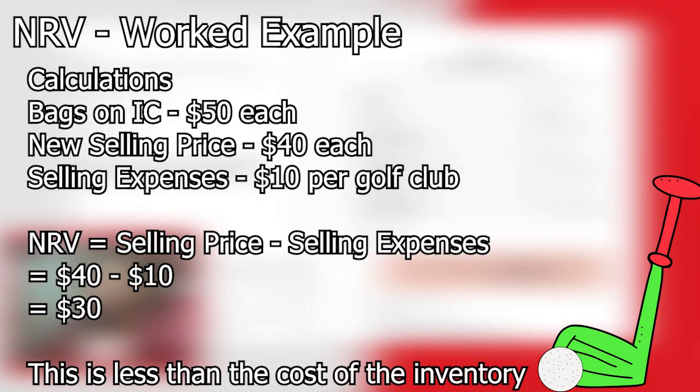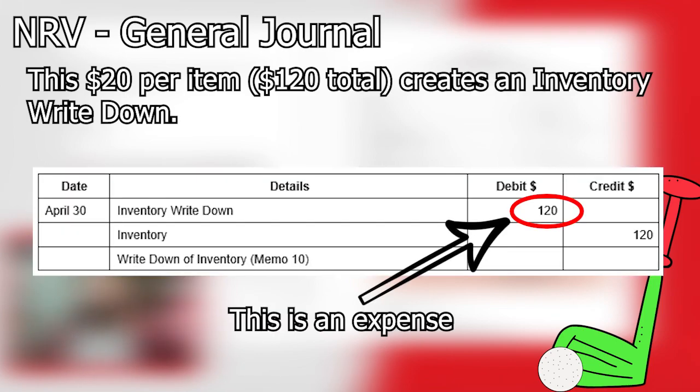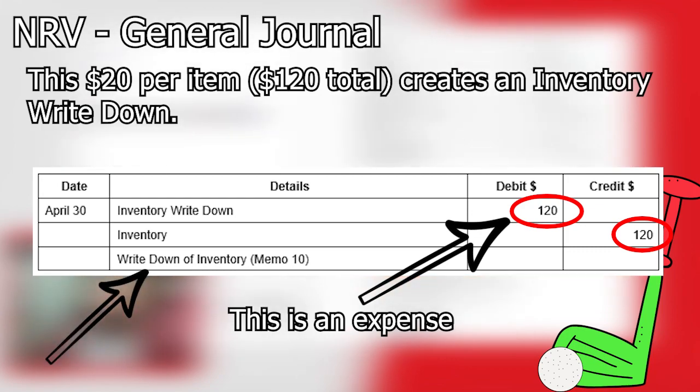And what that creates is an inventory write-down. And how does that look? So we go to April 30. Inventory write-down is an expense, and an expense going up is a debit of the total amount, so $120 debit. And we write down our inventory value. Our inventory, being an asset going down, is a credit of $120, and our narration will be write down of inventory memo 10.